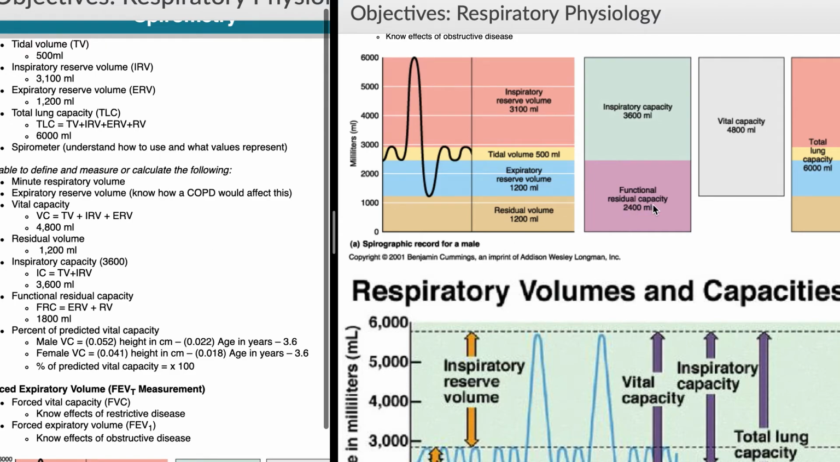And then we also have another term here called functional residual capacity. If you look at the purple color, it's basically everything below the tidal volume. It does not include the tidal volume, I guess is the big thing to remember. It is everything below this graph, it's all the volumes below the tidal volume essentially in the chart. So expiratory reserve plus residual volume equals functional residual capacity.